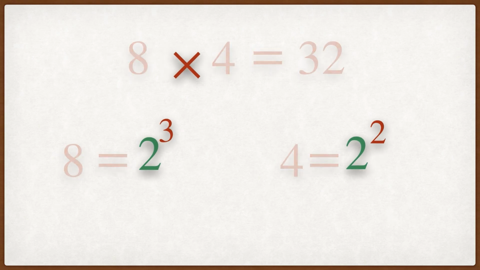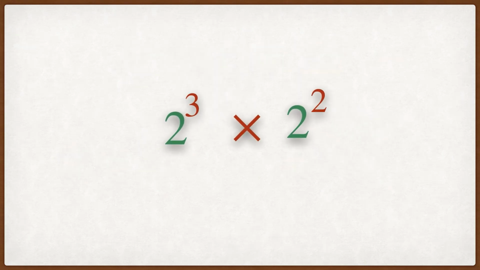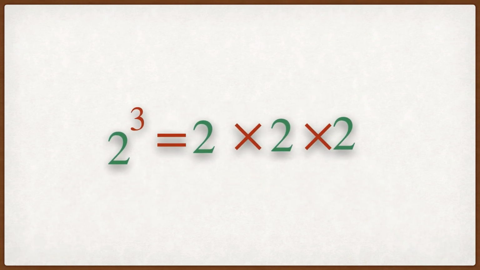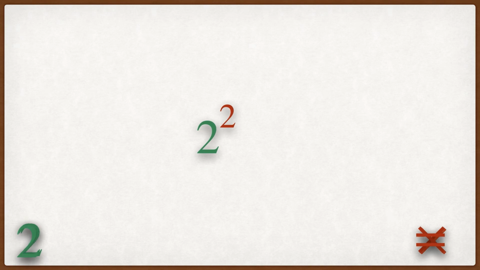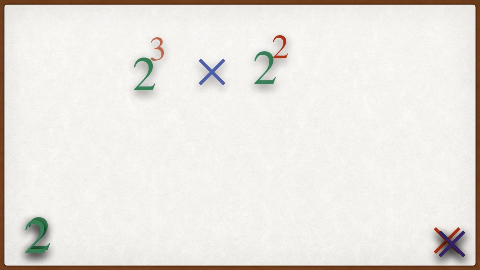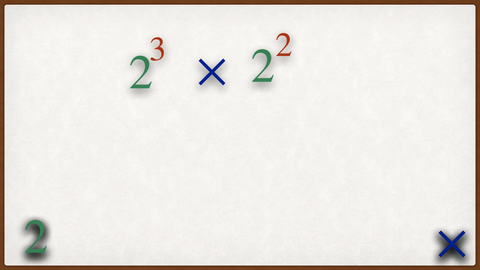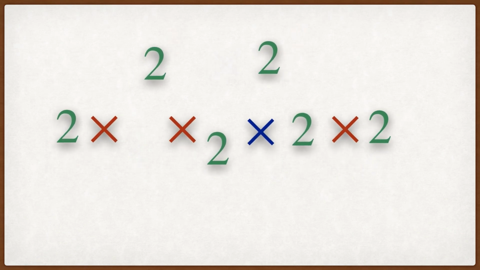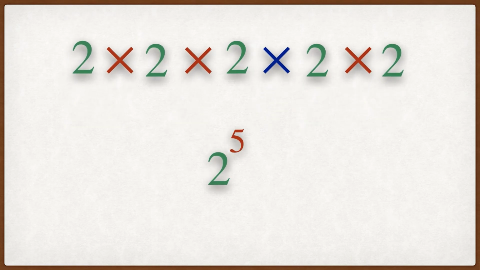Therefore, multiplying 8 times 4 is equivalent to multiplying 2 to the power of 3 and 2 to the power of 2 in index form. Note that 2 to the power of 3 means multiplying 3 lots of 2's. 2 to the power of 2 means multiplying 2 lots of 2's. Therefore, multiplying 2 to the power of 3 and 2 to the power of 2 is equivalent to multiplying 5 lots of 2. We can write this simply as 2 to the power of 5 in index form.